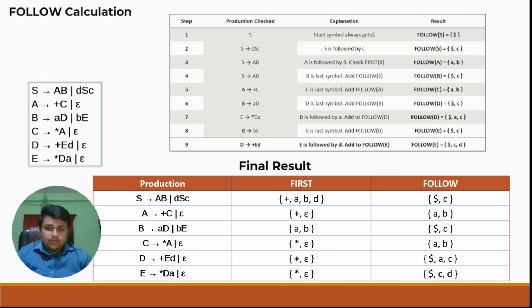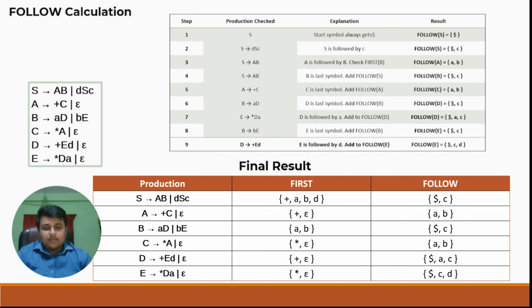Final follow sets. Follow of S is $ sign, C. Follow of A is a, b. Follow of B is $ sign, C. Follow of C is a, b. Follow of D is $ sign, a, C. Follow of E is $ sign, C, D.